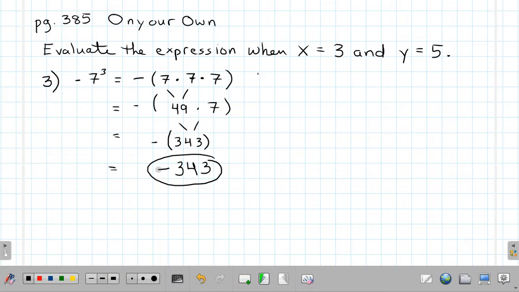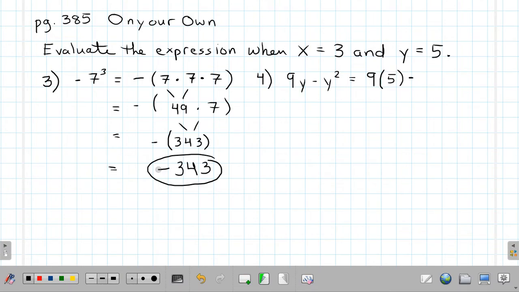Now, number 4. This is a little different in that we do have variables in this expression. So we have 9 times y minus y squared, or y to the second power. So first step you need to do is rewrite the expression. And for every y that you see here, we're going to plug in a 5.